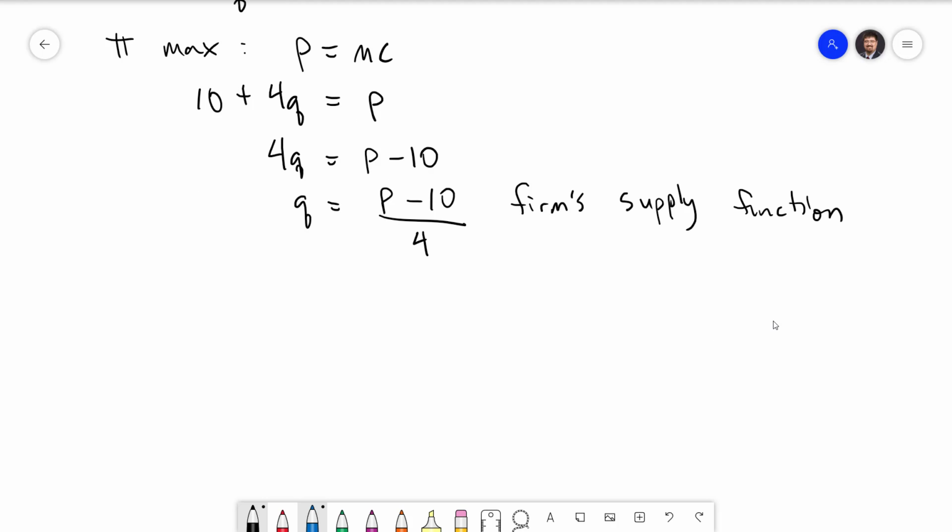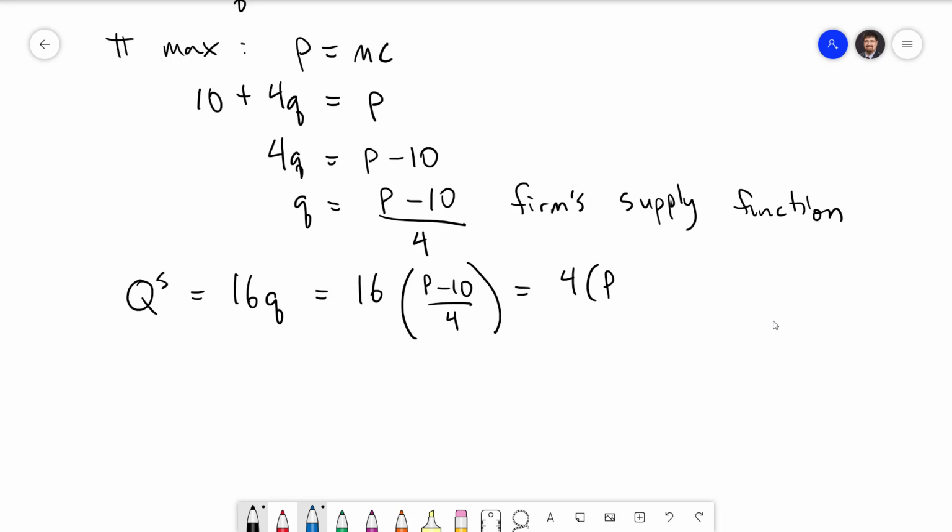Back in Chapter 4, we talked about the idea that the market supply curve is all of the individual supply curves added up. Since we have 16 identical firms, we can compute that from our firm supply function. So we'll have QS, and I'm going to use a capital Q to denote the whole market, is 16 times our small q, which is going to be 16 times (P minus 10) over 4. 16 divided by 4 is 4, so we're going to get 4 times (P minus 10). We'll multiply that out to get negative 40 plus 4P.